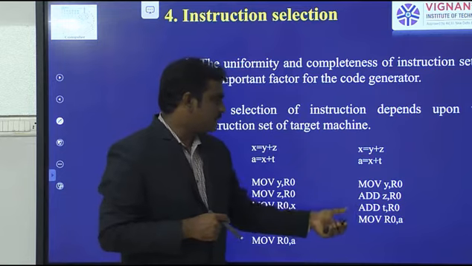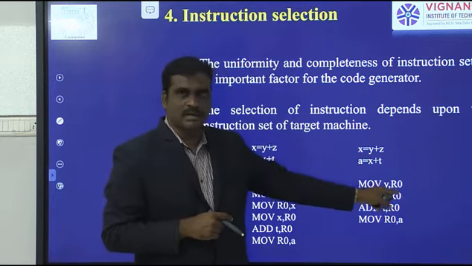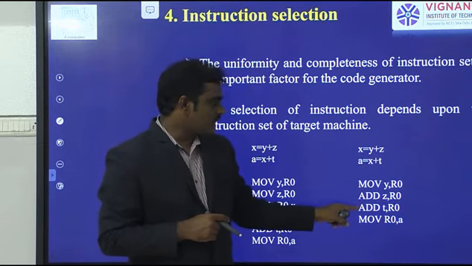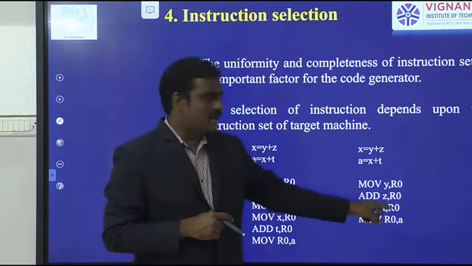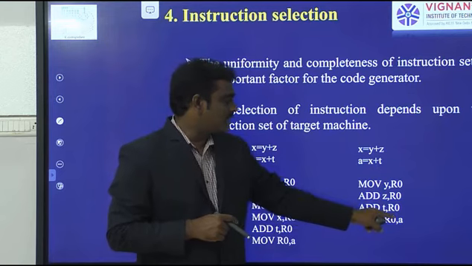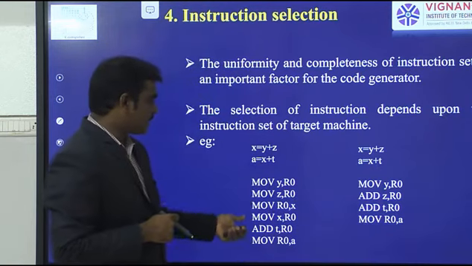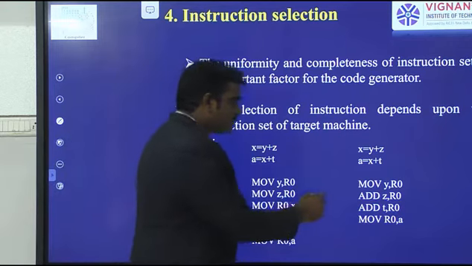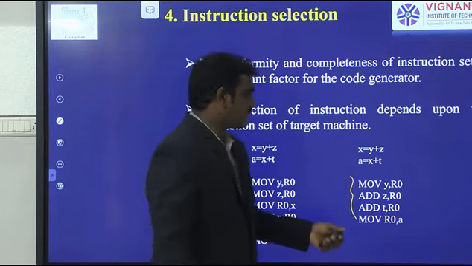Now compare this one: move y to R0, add z comma R0, and then add t comma R0. Simply move R0 comma here. So here we are using almost 6 statements. Instead of 6 statements, we can use only 4 statements.